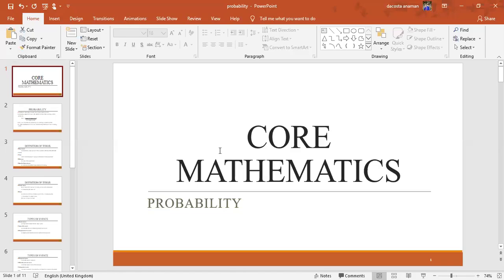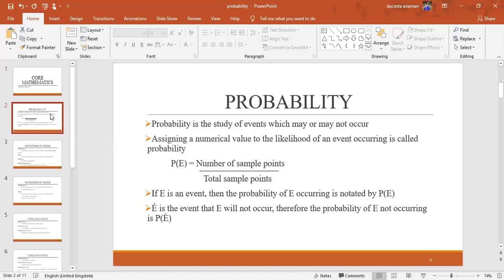We started with probability last week, and we talked about probability being the study of events which may or may not occur. We also talked about the formula, which is P of E is equal to number of sample points over total sample points, where E is an event. The probability of E occurring is notated by P of E. If E is an event that will occur, then E bar is the event that will not occur. Therefore, the probability of E not occurring is P of E bar.